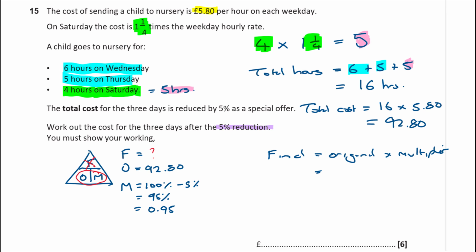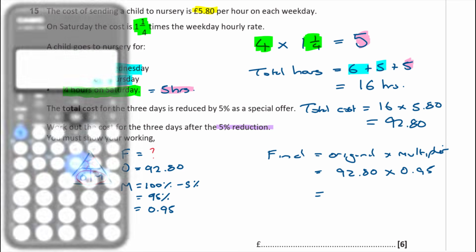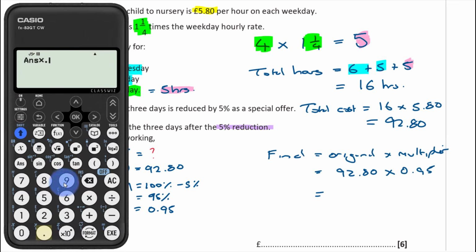Okay, so the original amount was £92.80. My multiplier is 0.95. So what's that then? £92.80, that's still in my calculator, so I'm just going to type times 0.95, and that comes down to £88.16 then. 88.16, and that's the amount then that needs to be paid.